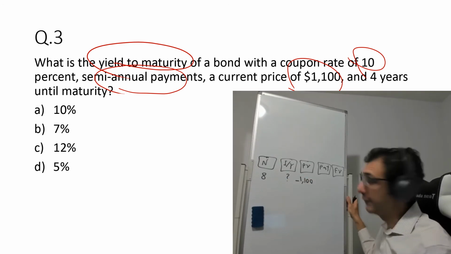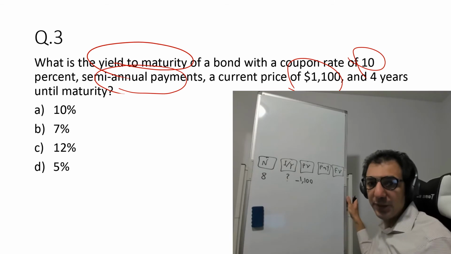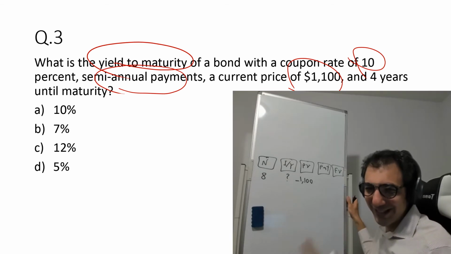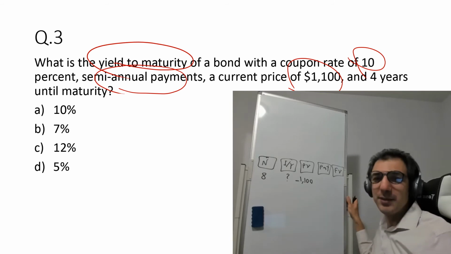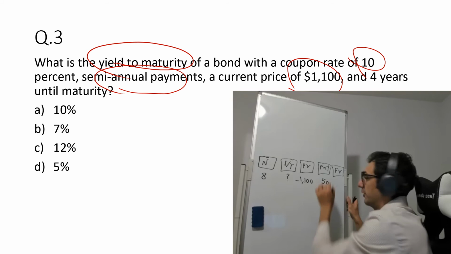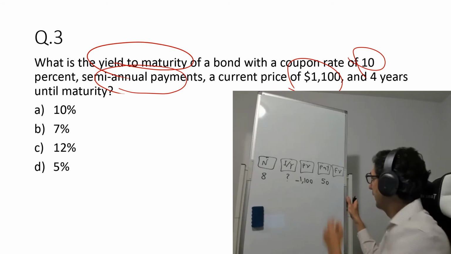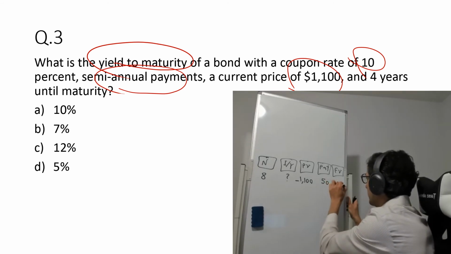It should be negative. What is your payment? Payment is based on the coupon rate, which is 10%. 10% of $1,000, that's $100. Again, remember, that's a second adjustment. You are going with semi-annual, which means you will receive $50, not $100. Again, why? Because you receive the money every 6 months. So you need to divide it by 2. And the face value is same as $1,000.